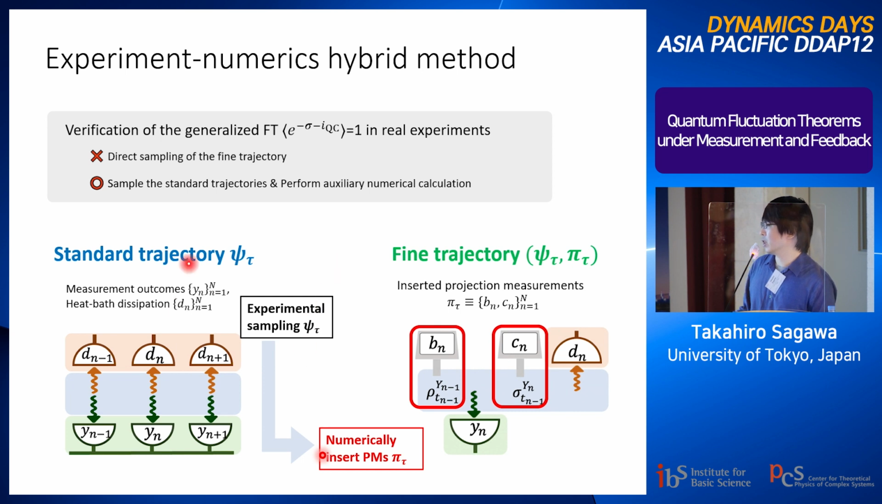And we have some trajectories from real experimental data. Then we can numerically reconstruct the density matrix based on the real experimental results, and then we can artificially insert these projections. Then we have the entire information to obtain the fluctuation theorem and the QC transfer entropy. In some cases, if the measurement setup is good enough, we can perform these projections in real experiments. But in general, we can consider this experiment-numerics hybrid method to get our result.